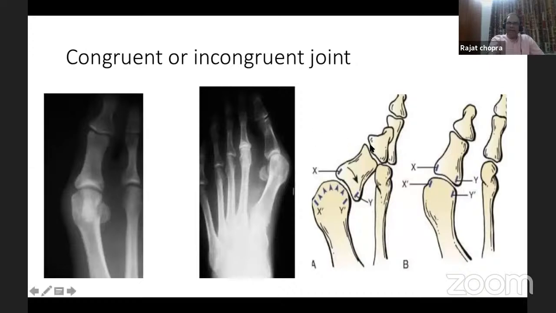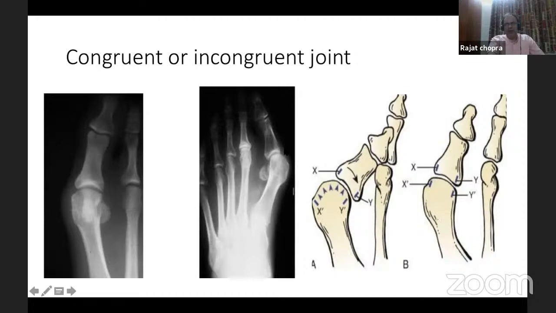Now coming to the meaning of congruency and incongruency of the joint. If you look at this x-ray, the articular surface of the phalanx is from X to Y. Similarly, the articular cartilage of the first metatarsal is from X dash to Y dash. They correspond to each other, so this joint is congruent.